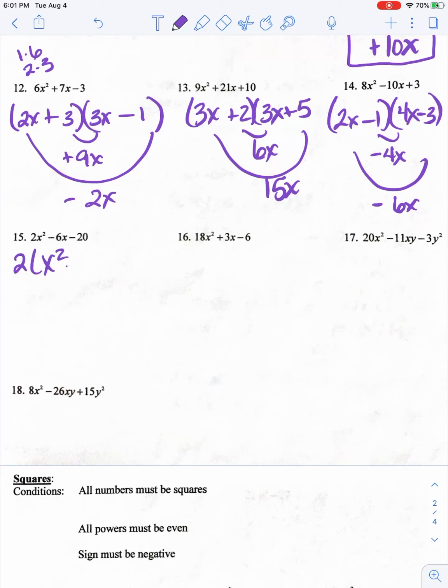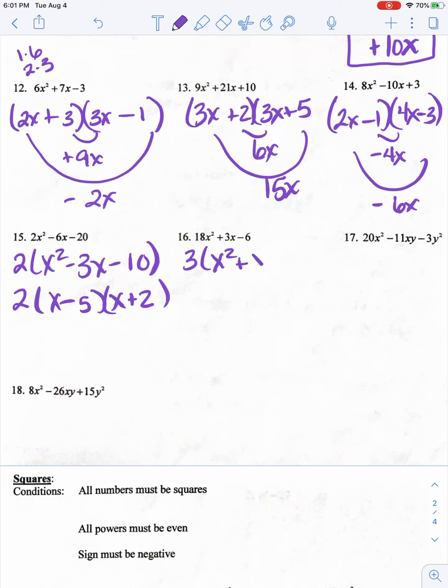Number 15, be careful. There is a GCF. Don't let it sneak up on you. And then this is no coefficient in the front, so it's a super easy trinomial. This one has a GCF. Oop, I forgot my 6.